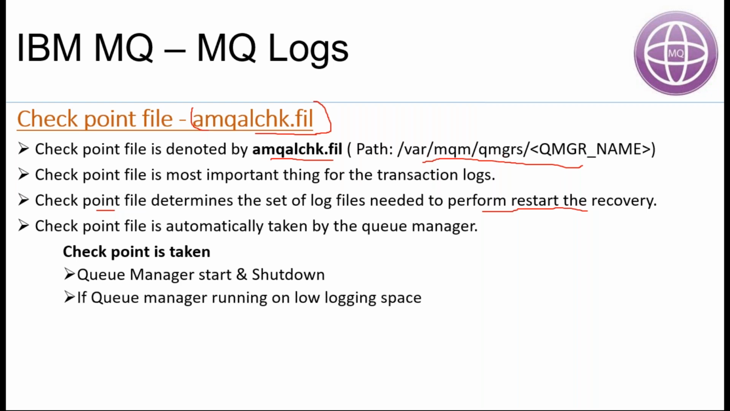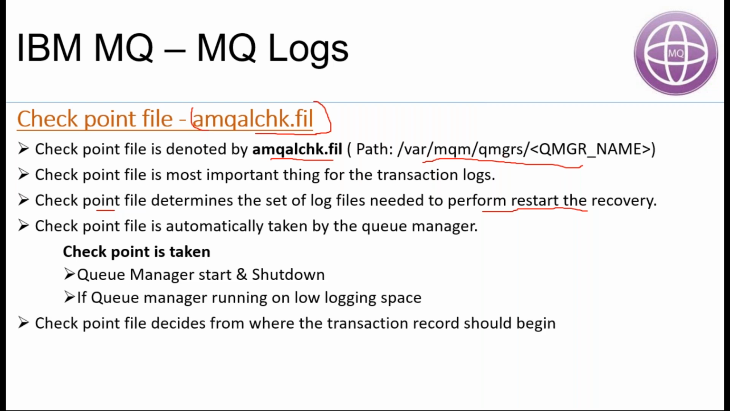And if the queue manager is running on low logging space, for example, if there are not enough transaction log files, then the checkpoint file also tells the queue manager, hey, you don't have enough transaction log files to record this transaction. So the checkpoint file decides from where the transaction record should begin. If a new transaction is about to start, the checkpoint file decides that it should be written from this place of the queue manager transaction log.